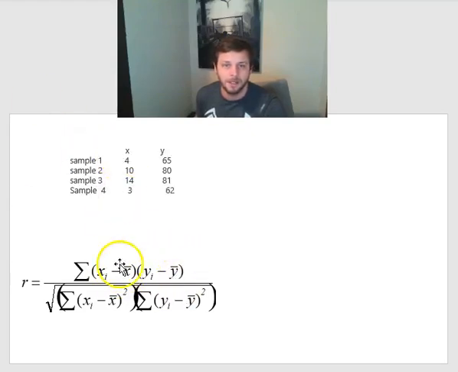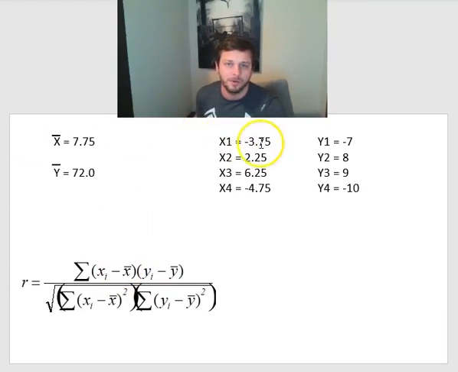Okay? And you'll end up getting a number. For your X1, you'll get a negative 3.75. For your Y1, you'll get a negative 7. So for the first one, you'll have a negative 3.75 right here, and a negative 7. And then for your X2, it'd be 2.25 and 8, 6.25 and 9, negative 4.75 and negative 10. All right?